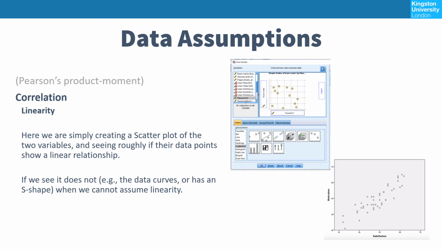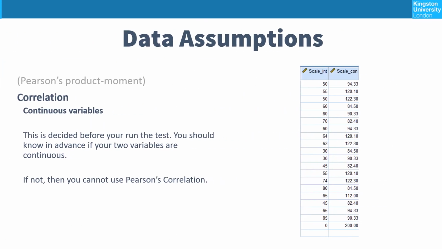This is important because if your data does not follow a linear trend, so if it has, let's say, an upward bend or an S-shape, you cannot assume that it is linearly related, and a Pearson's product moment correlation would not be the correct method to analyze such data.